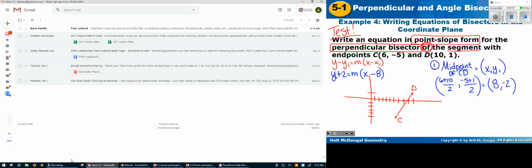So the first thing you do to write an equation of a perpendicular bisector is you find out where's the bisecting point. What's the midpoint? Once you find that midpoint, that is your x1, y1 for your equation. So we know for sure that we have a point at 8, negative 2, which is our midpoint of our line segment. And now we want to come up with the equation that's going to go through that point perpendicularly.